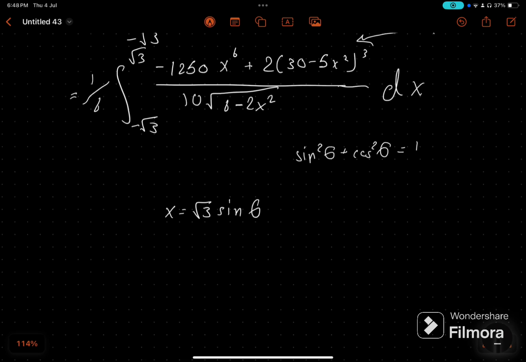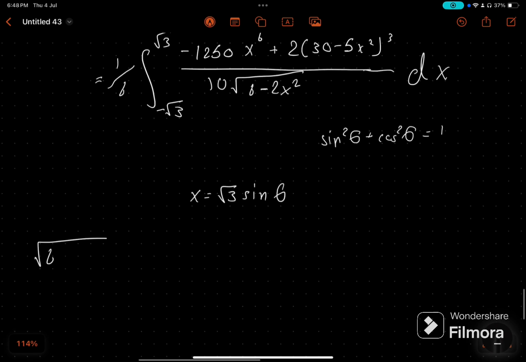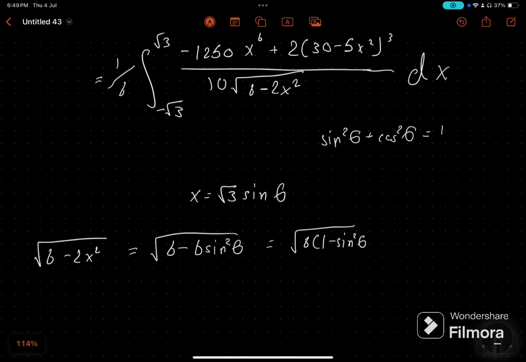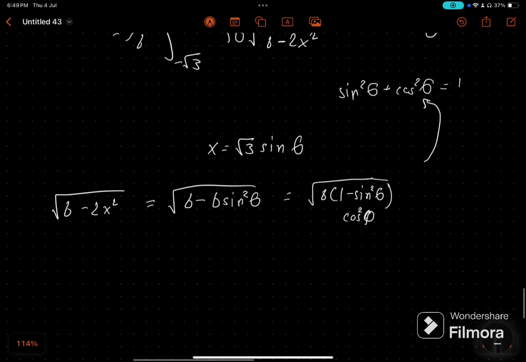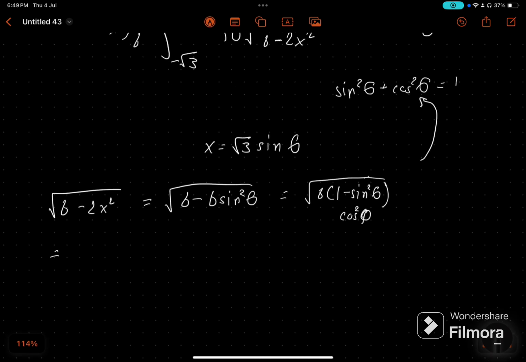And so when we substitute, for example, here the square root, let's do the square root of 6 minus 2x squared. We have 6 minus 6 sine squared of theta, which is basically the square root of 6 times 1 minus sine squared, and from our identity, 1 minus sine squared is cosine squared, so this is the square root of 6 cosine theta.